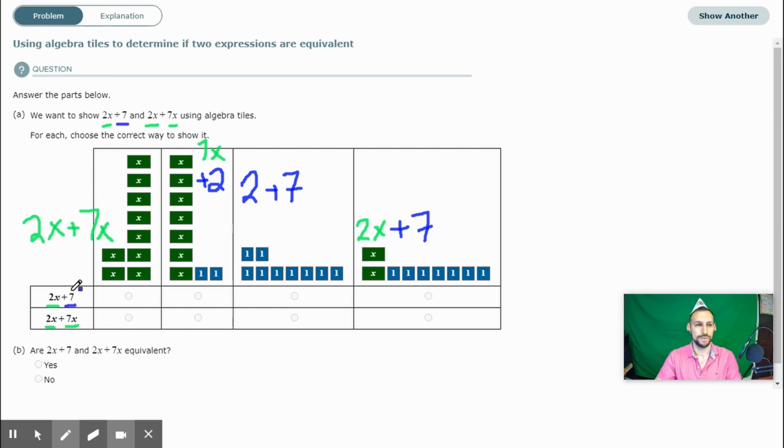So first we want to find 2 x's, 7 constants. The only one of these that has 2 x's and 7 constants is our fourth expression. So this is 2x plus 7, 2 greens, 7 blues. And then we want to find 2 x's and 7 x's, no constants. The only one of these expressions that has only variables is this first expression, and it is 2 x's plus 7 x's. Now, are these equivalent? Certainly not, because we do not know that x is equal to 1, so in all other cases, these are not equivalent.